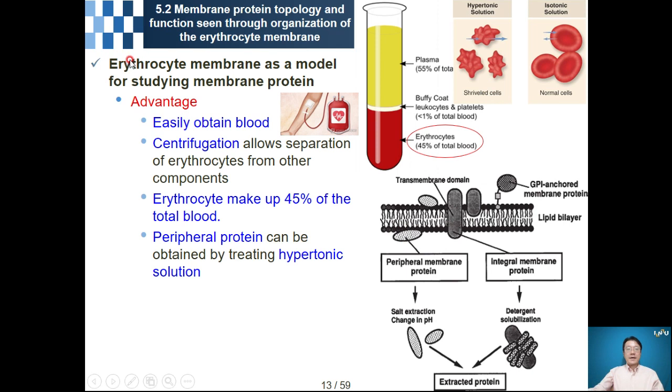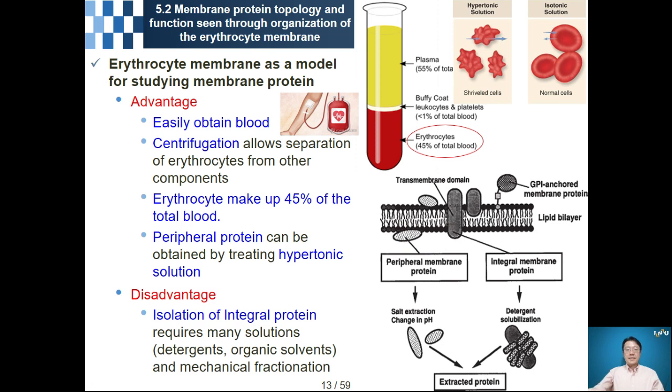However, the erythrocyte also has a disadvantage. In the case of peripheral proteins, we can easily obtain them just by treating with hypertonic solution. But to isolate integral proteins, it requires many solutions, for example detergent and organic solvents, and also several mechanical fractionation methods, for example homogenization and sonication.